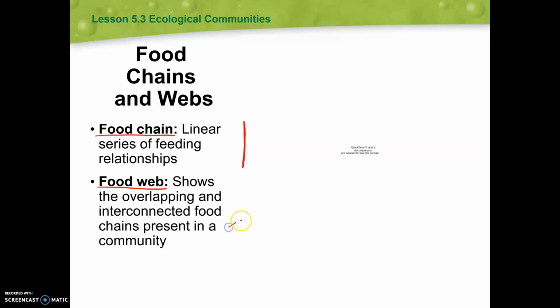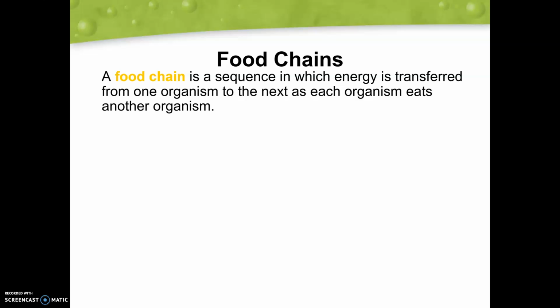So this is going to be more like a spider web, all intertangled, and not the one shot that we see with our food chains. So let's take a look at those. Our food chain is the sequence in which energy is transferred from one organism to the next as another organism gets eaten. So it's really important to think about these food webs and food chains as that transfer of energy between one organism to the next.